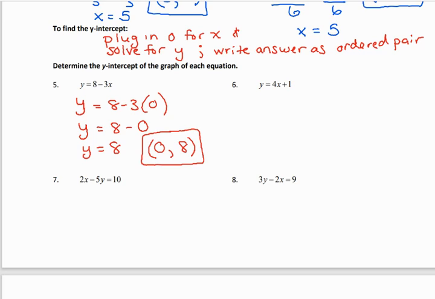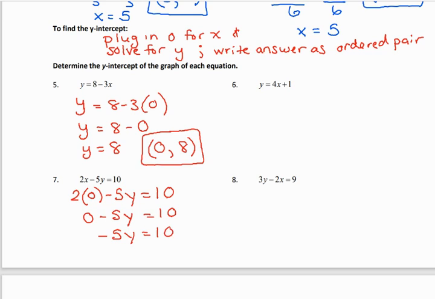Let's do number 7 together, and then I'll have you go do 6 and 8. So for number 7, we're going to, again, find that y-intercept. So we're going to plug in 0 for x and leave the y blank. And now we perform our order of operations. So I'm going to multiply. The 2 times 0 is 0. And then we have 0 minus 5y. That just leaves us with negative 5y equals 10.